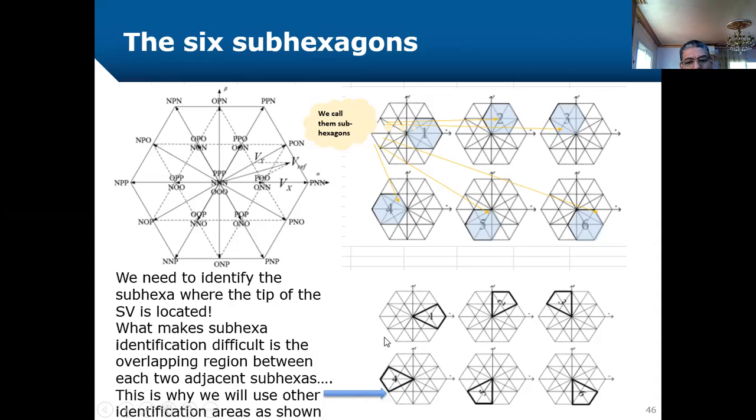So we redefine the sub-hexa in this form. We will say that only this area is sub-hexa 1, only this area is sub-hexa 2. So you see here that there is no overlap. This is a clear area pertaining to sector or to sub-hexa 1. This is a clear area not overlapping right or left with any other sub-hexa. This is number 3, 4, 5, 6. Okay. In this case, it's easy to allocate or to locate the desired space vector sub-hexa where it is located.